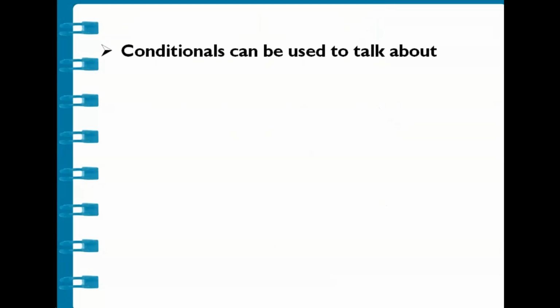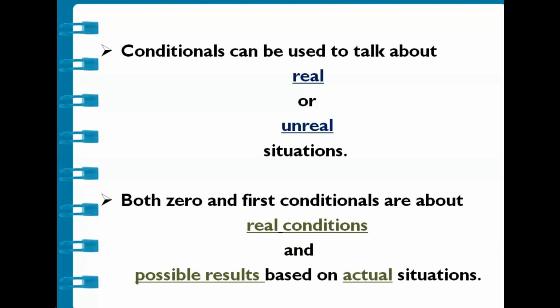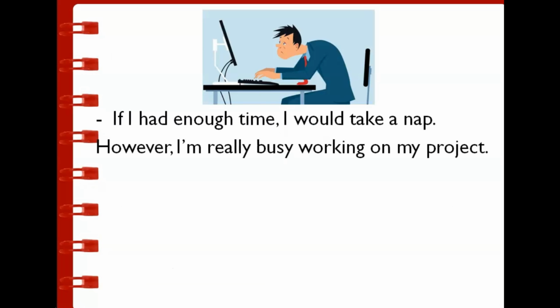It's important to note that conditionals can be used to talk about real or unreal situations. Both zero and first conditionals are about real conditions and possible results based on actual situations. Let's have a look at a different sentence. If I had enough time, I would take a nap. However, I'm really busy working on my project.